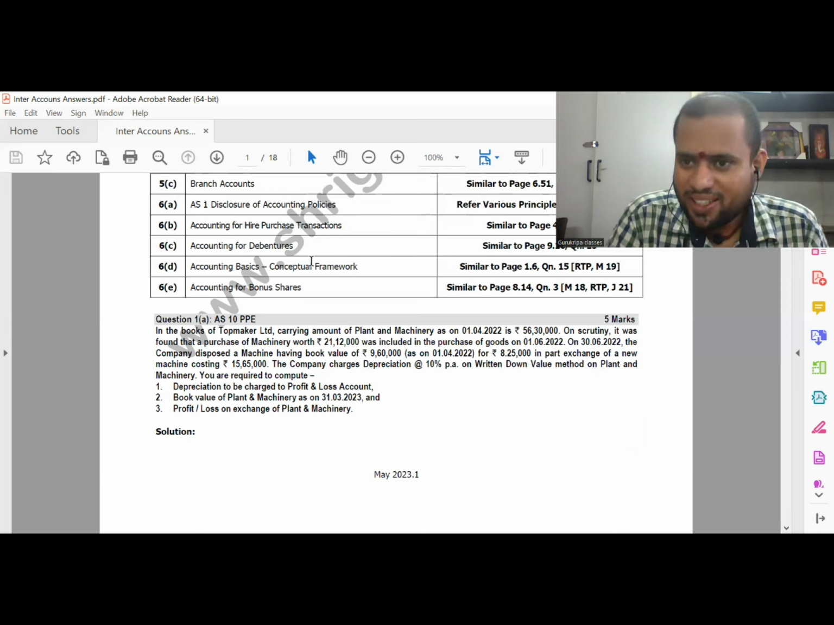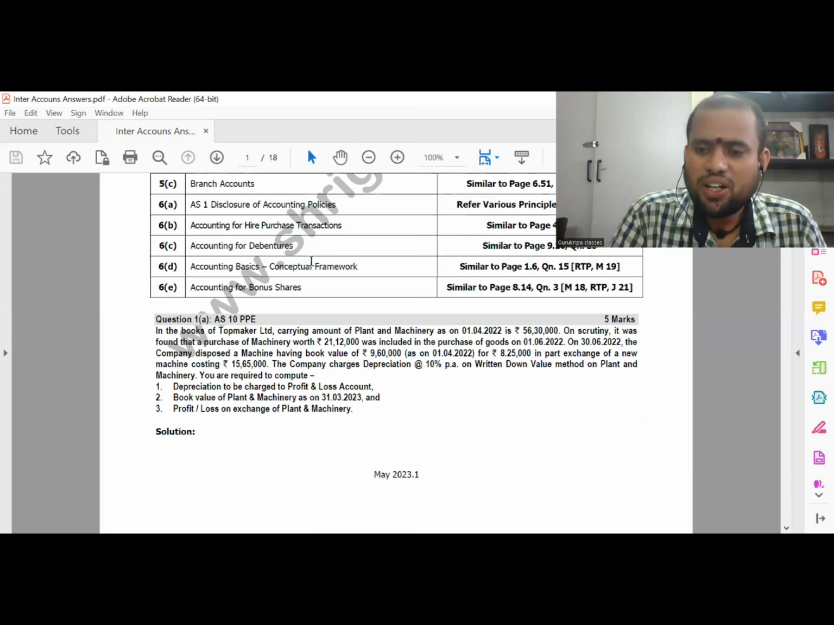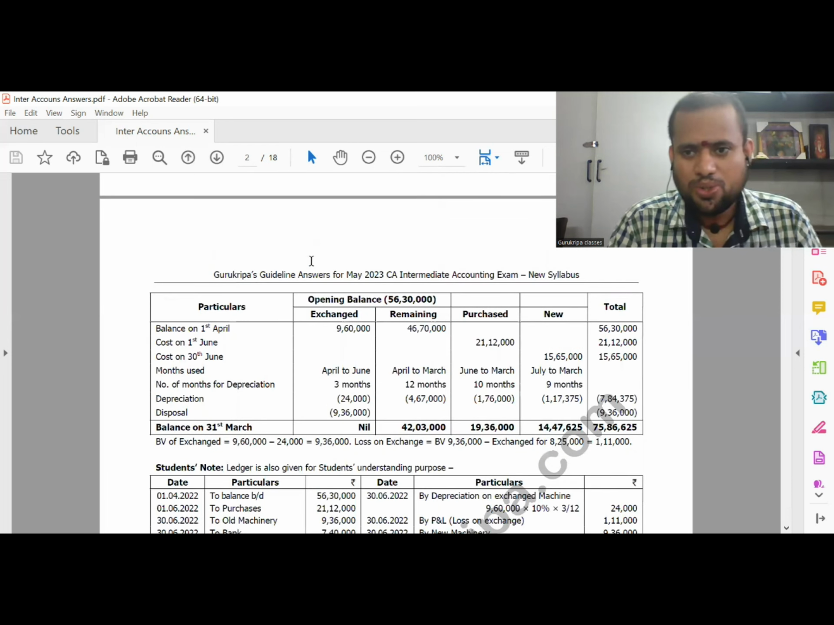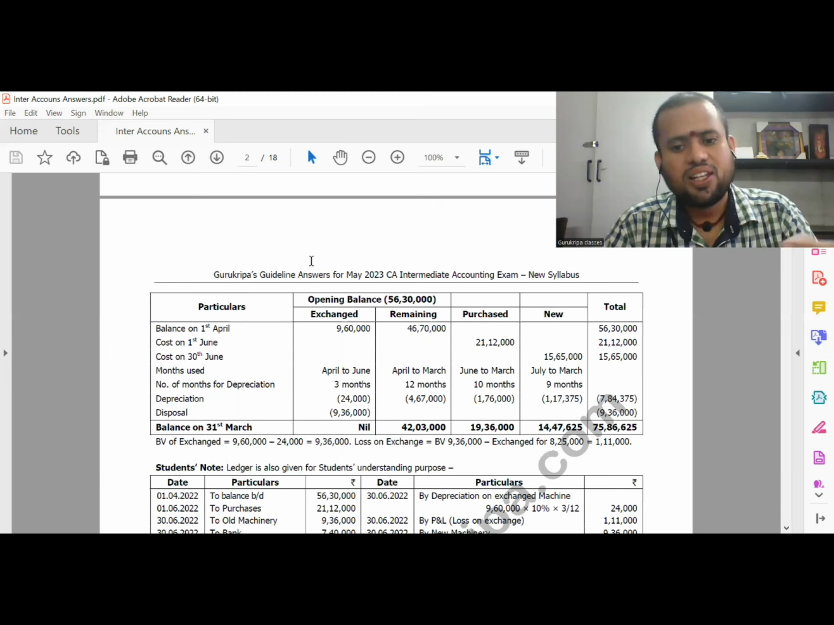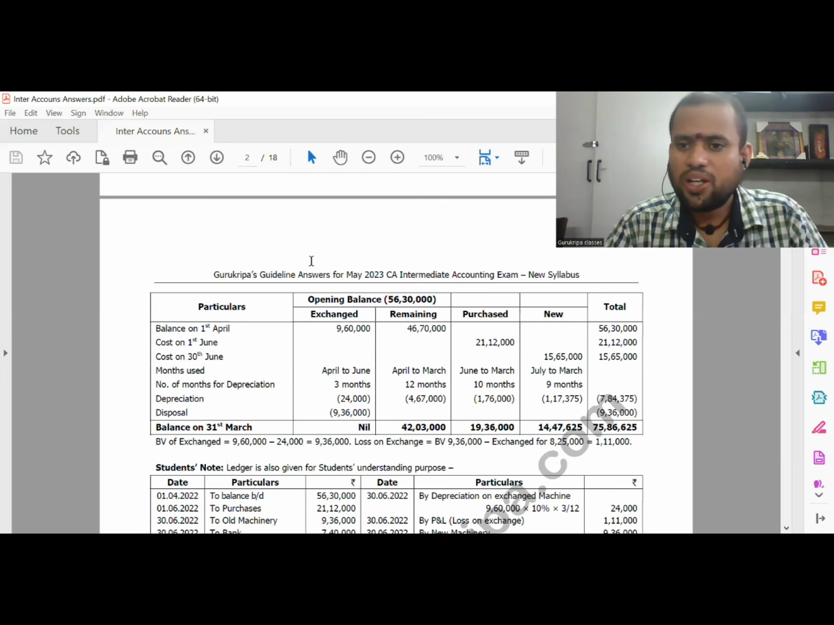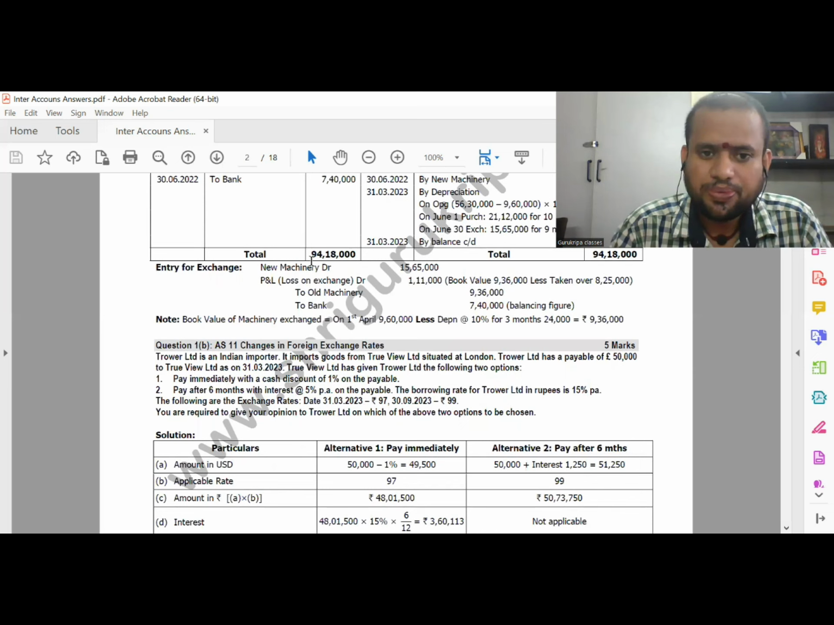So one new point, exchange, is there. Exchange is nothing but one old machinery going out and one new machinery coming in. So there also we have to compute how many months that machinery has been used, and for that you have to provide depreciation. The full answer PDF file I have given in the description. By clicking that link, you can see the full PDF.